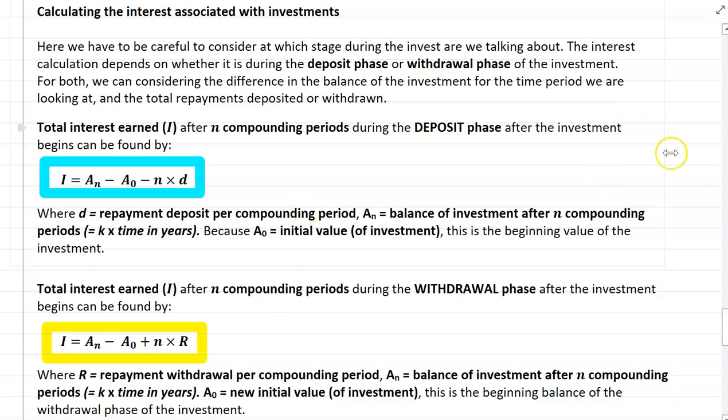When considering the interest earned during the withdrawal phase, however, similar formula, but you'll recognize that this withdrawal phase again is identical to working out the interest in a reducing loan balance account that's been charged. But in this case, you're earning the interest. Again, it's the difference between the balance and the principal, and instead of minusing in the withdrawal phase, we add on the number of compounding periods times the repayments that have been withdrawn.